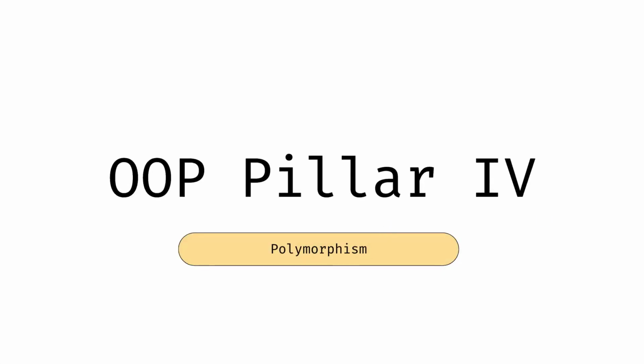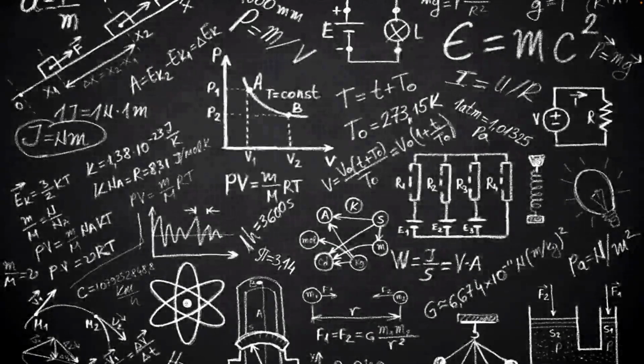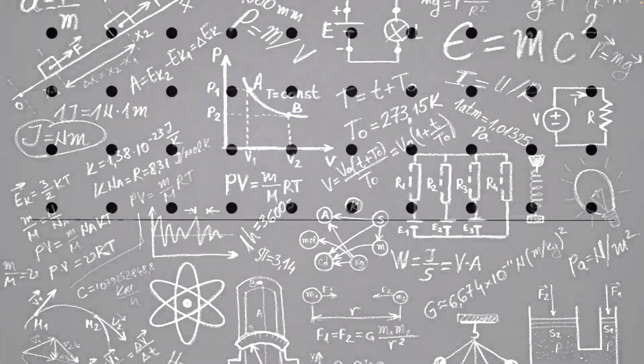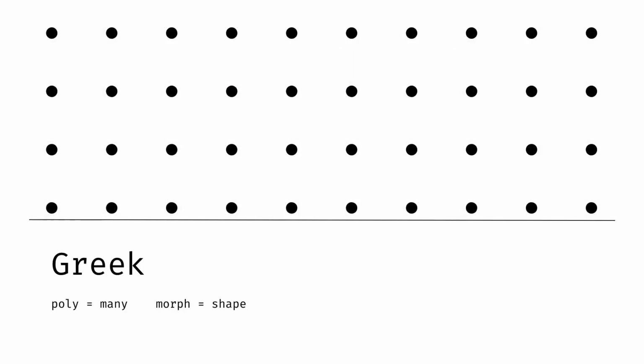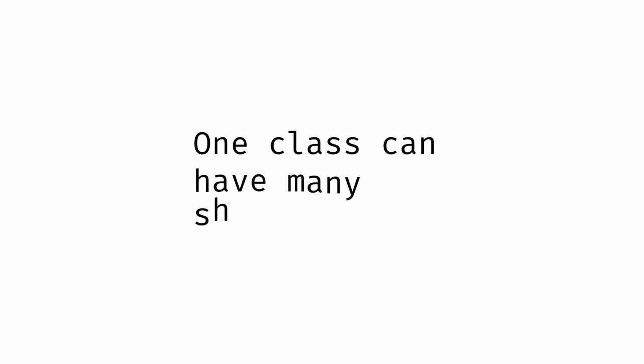Alright, let's talk about the last OOP pillar, polymorphism. And don't worry, it sounds more intimidating than it actually is. It's a Greek word, or two for that matter, poly and morph, meaning many and shape or form. And that's exactly what it is about. One class can have many shapes.